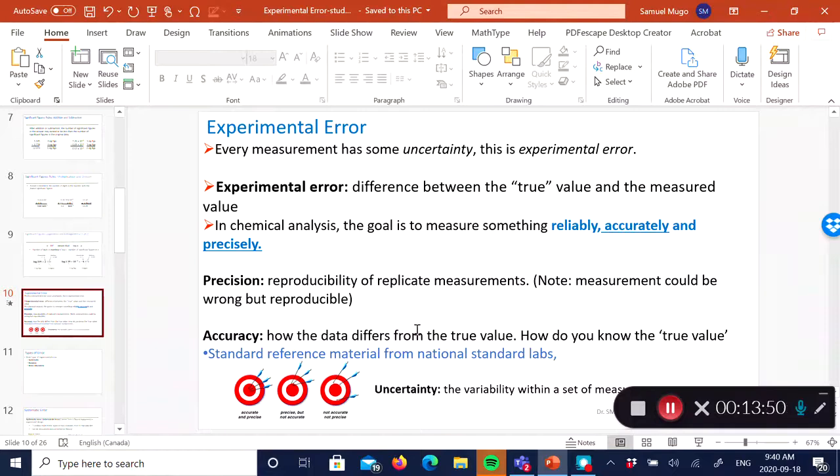So the way you typically know the data is very, very accurate, again, like I said, is to compare it to the true value. How do you know the true value? The true value is typically known by the use of what you call the standard reference materials that often come from national standard labs. When I give you an unknown in the lab, I know the true value.